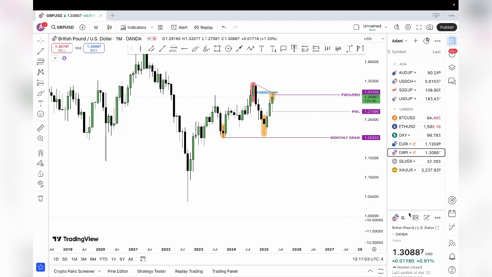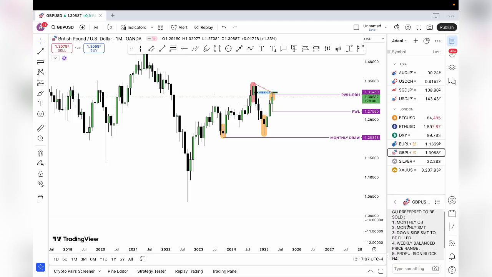The same I have marked over here. If you check, see these monthly time frame order block, monthly SMT, downside SMT to be filled. This is the downside SMT which was left, and according to the rules, if there is SMT number 1 at the lows, SMT number 2 at the highs, so the first SMT is likely to be filled. So according to me, this SMT will be filled.